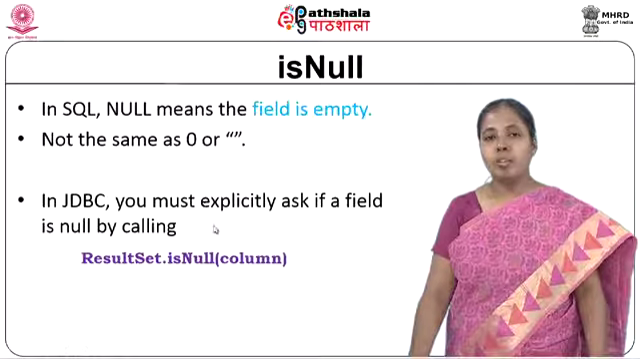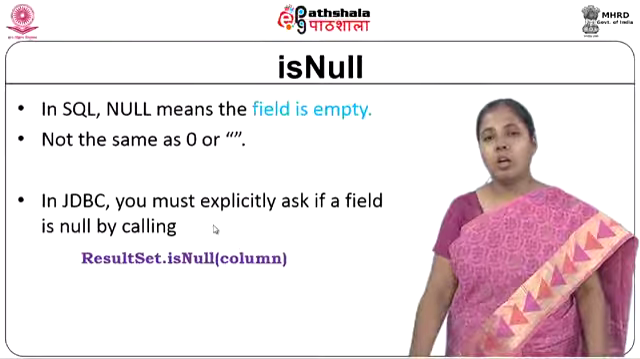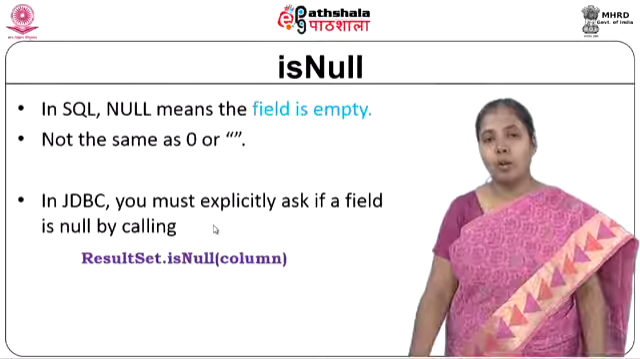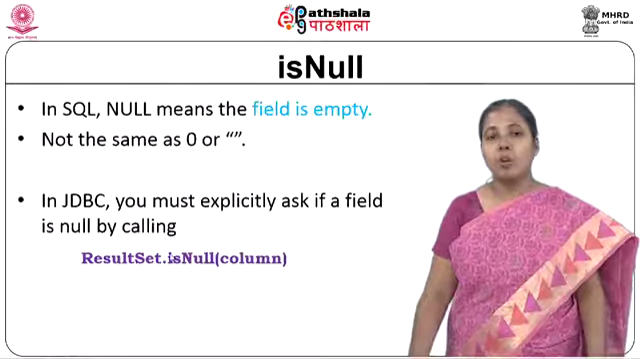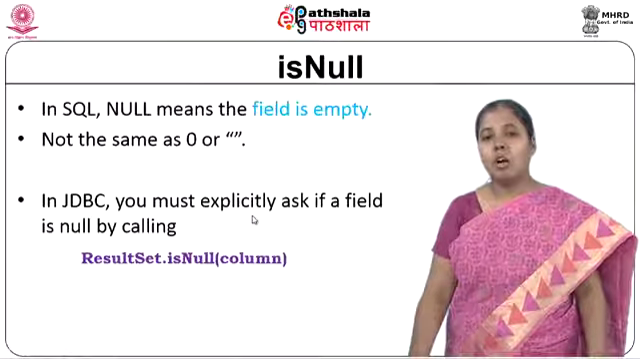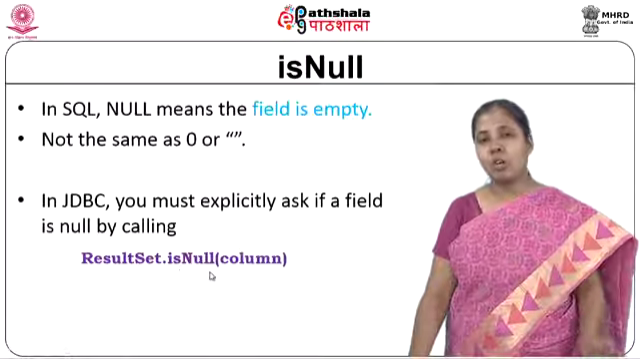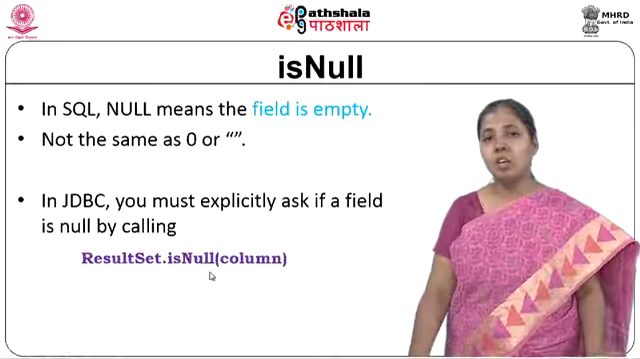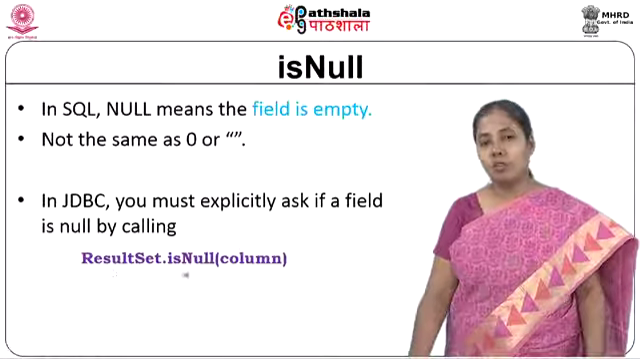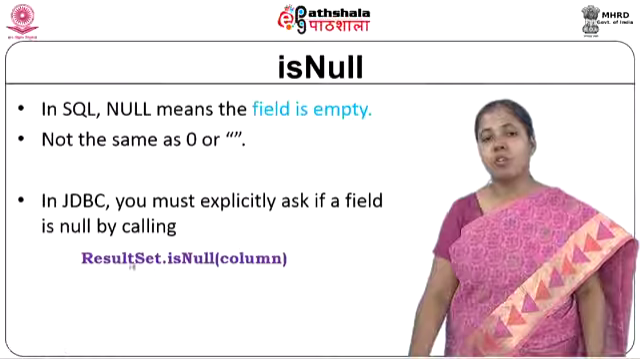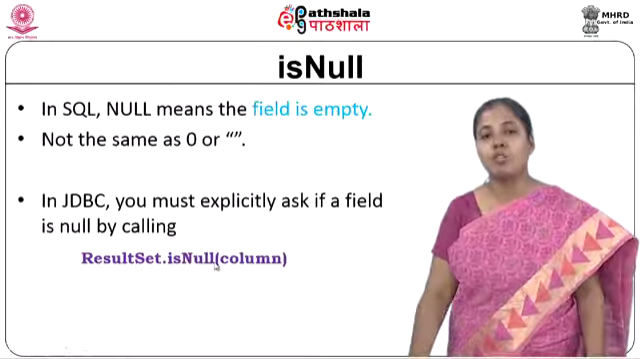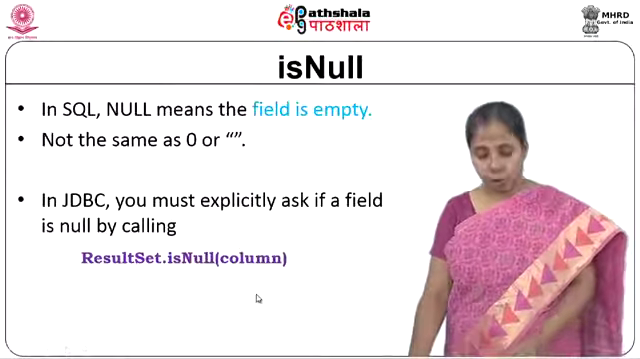And in SQL, we have null. Null means the field is empty. So you cannot treat it as 0 or a blank. The field is empty, and you don't know what value to insert there. So in JDBC, you must explicitly ask if a field is null. You have to use a method called isNull in order to check whether the field has a null value. This method is also available in the result set. So you will use it as resultSet.isNull and give the column name.